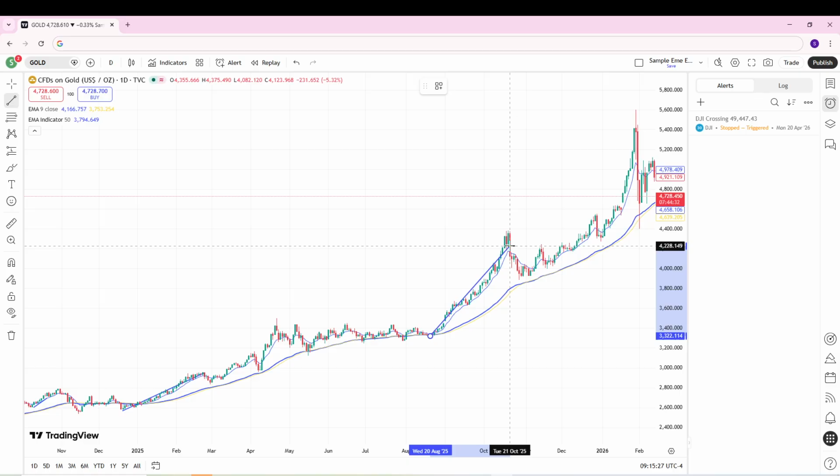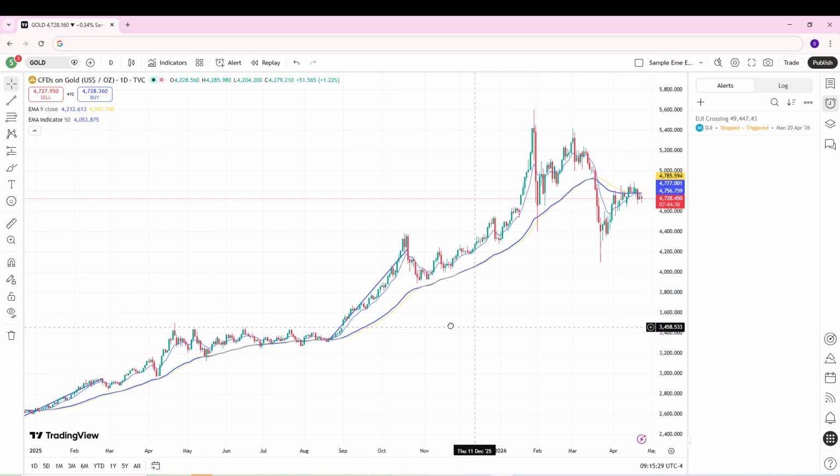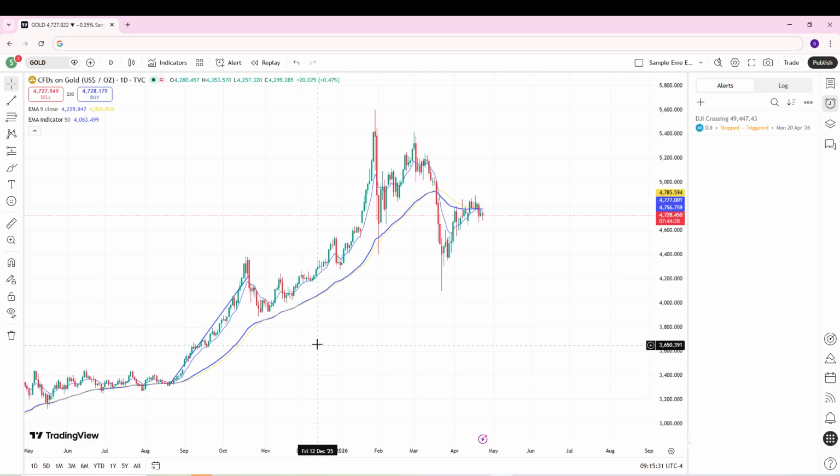Looking at this gold chart, you can also notice how the trend is supported by moving averages, but the trend line itself gives you a clearer visual guide of the market structure. Combining both can help you understand momentum better and avoid emotional decisions.